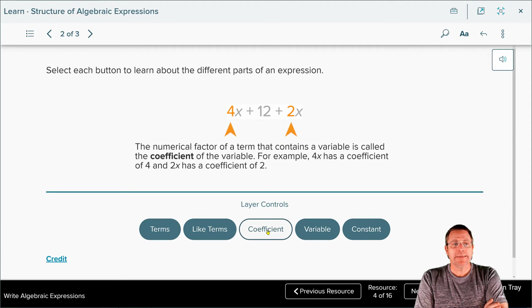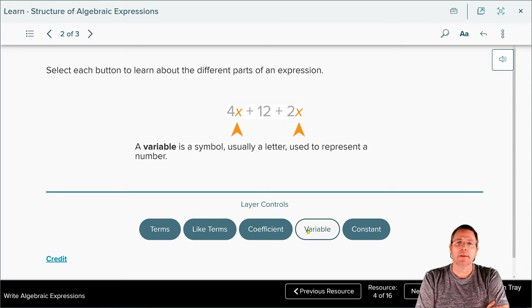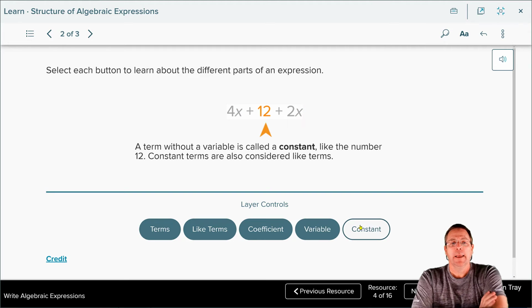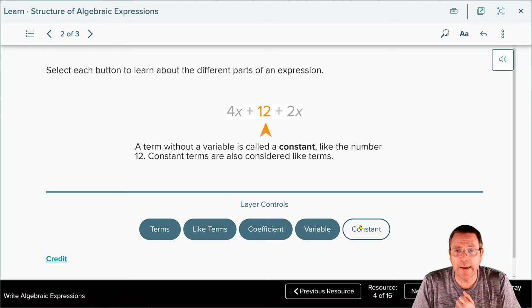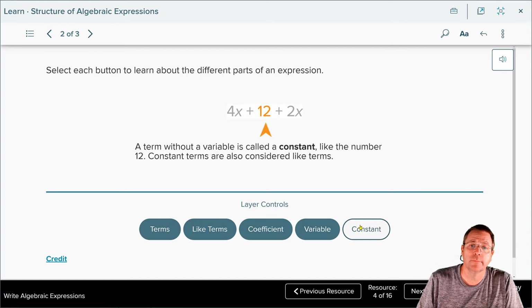Your coefficient is going to be the numbers in front of variables, and of course your variables, those are going to be your x's. Finally, the last word we're going to pick up here is constant, and the constant is a term without a variable. A whole number, a fraction, a decimal, if it does not include a variable, it is considered a constant because it is constantly the same number. This is constantly 12. It will never represent any number other than 12. It will always be 12.